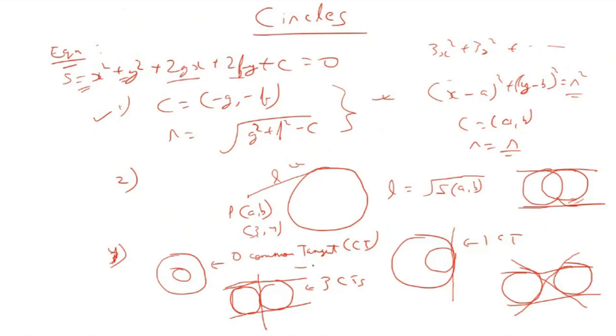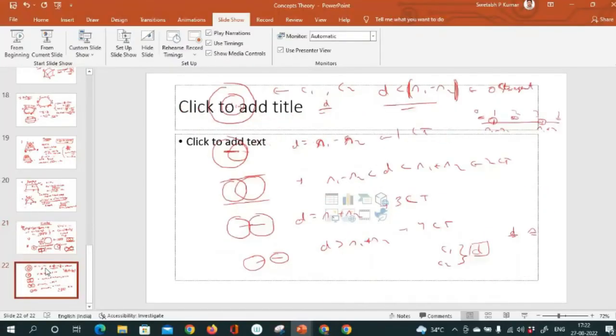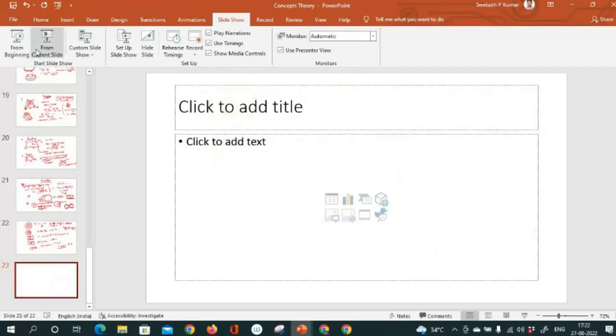Right, and here just the equations have to be subtracted. So that is all with respect to equations of circles. You will not be asked anything beyond that. Cool. So now coming to the next topic, right?